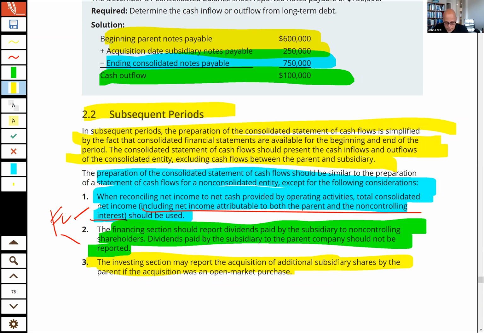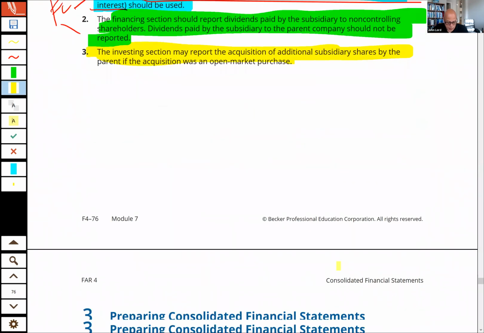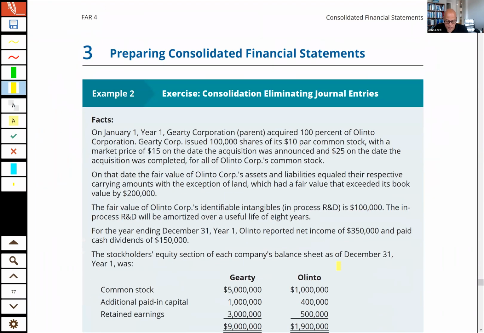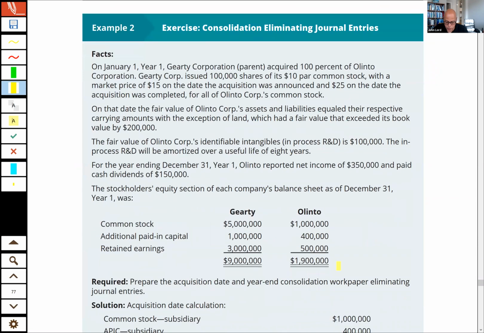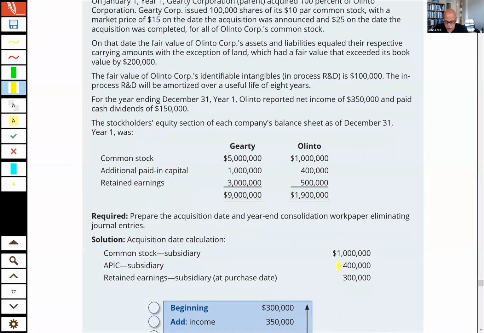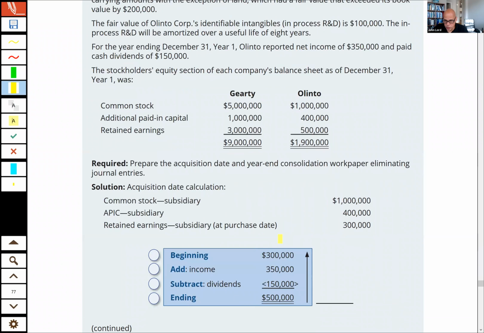So just go ahead and flashcard those things. And we have a comprehensive example here. I am not going to go through every bit of this comprehensive example with you. I think you should read through it, follow through. They give you all the journal entries, etc. It's basically taking all the transactions we've talked about and tying them into one big consolidation. So you can review the things that we've talked about and look at this on your own.